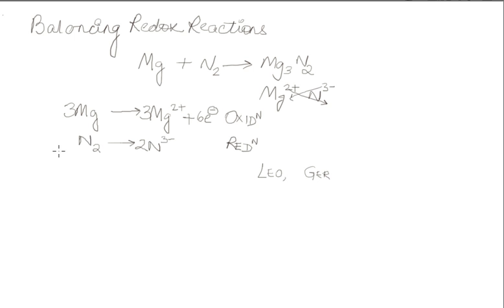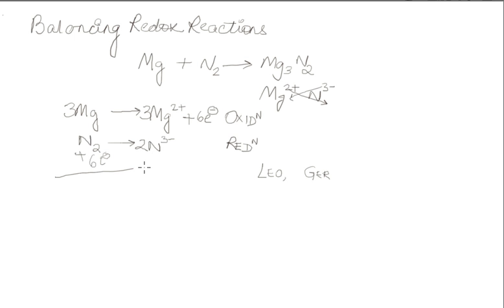Now if you do the same thing for this reduction process, you would notice that there are 2 nitrides. That means there are 6 negative charges on the right-hand side. That means how many electrons should I add on the left-hand side? Hopefully 2 times 3 is 6 electrons. And now you have these balanced oxidation and reduction half reactions.